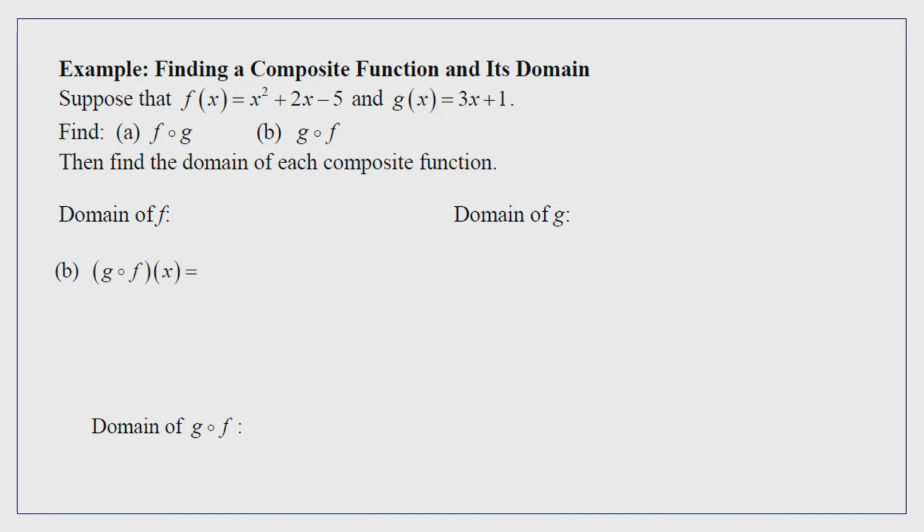All right, now we're asked to find g composed with f of x. So we're now switching the two. Remember that the domain of f is all real numbers and the domain of g is also all real numbers. So I am trying to find g of f of x. f of x here is equal to x squared plus 2x minus 5. So I'm going to be entering in x squared plus 2x minus 5 for all values of x in the g of x function.